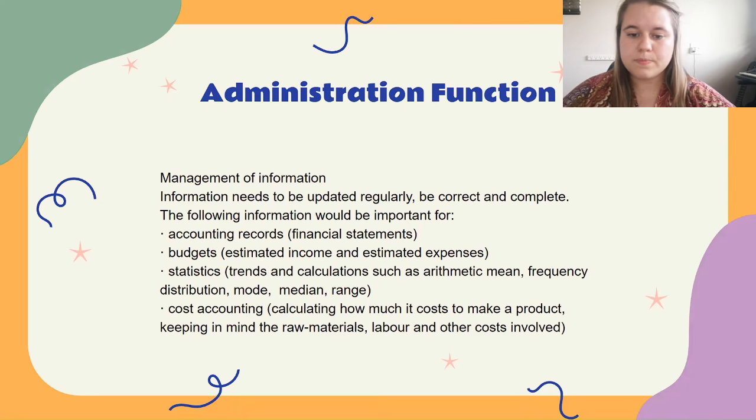Management of information. Information needs to be regularly updated, correct, and complete. The following information should be important for accounting records. We need financial statements, budgets, an estimated income and estimated expenses, statistics, trends and calculations such as arithmetic mean, frequency distribution, mean, median, and range. Cost accounting, calculating how much does it cost to make a product, keeping in mind the raw materials and the labor and all the other costs involved, the overheads like the electricity and the rent.